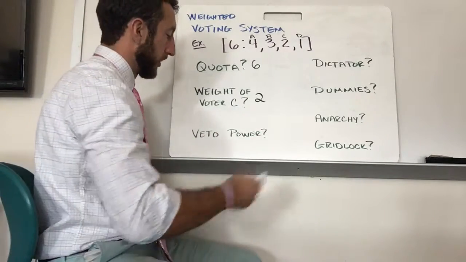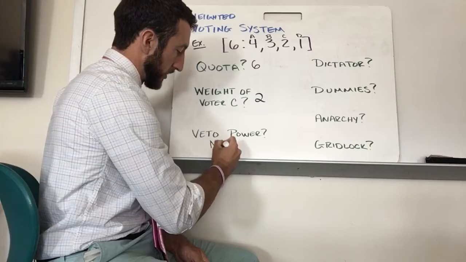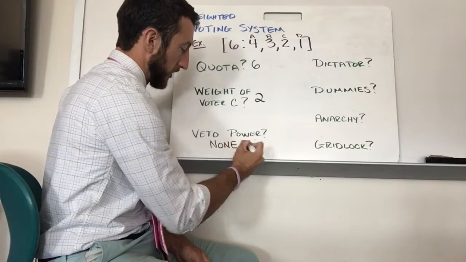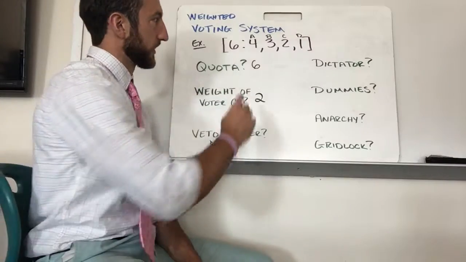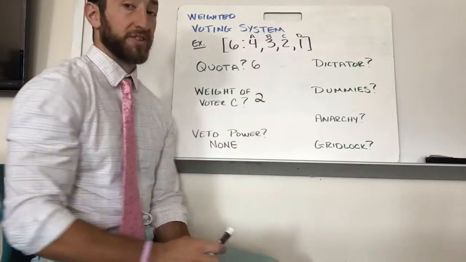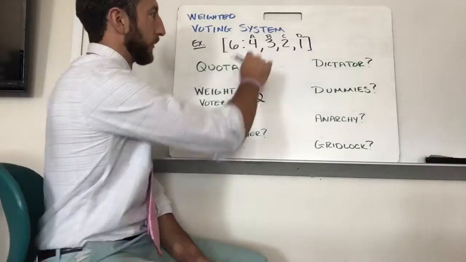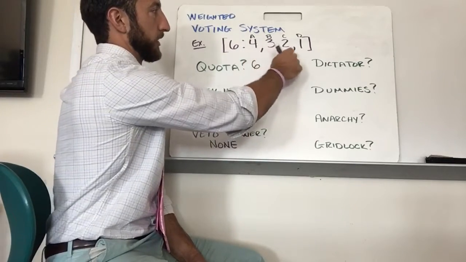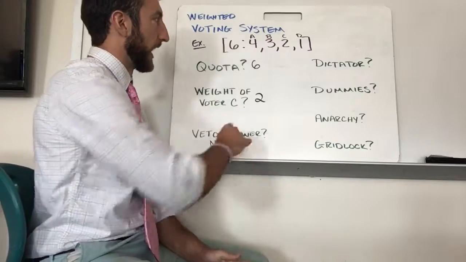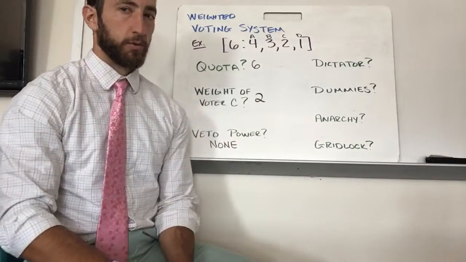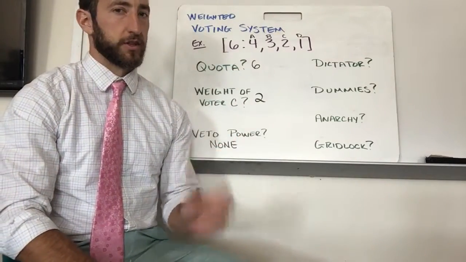So none of these voters have veto power. Now, for instance, if our quota was 7 and we took A out, that would be 3, 2, and 1, which is 6. That would not reach the 7. So then A would have veto power if our quota was 7. You just have to pay attention and think about the numbers.